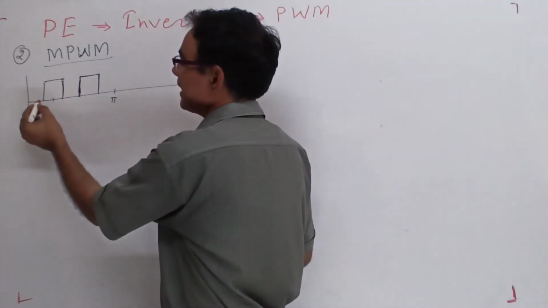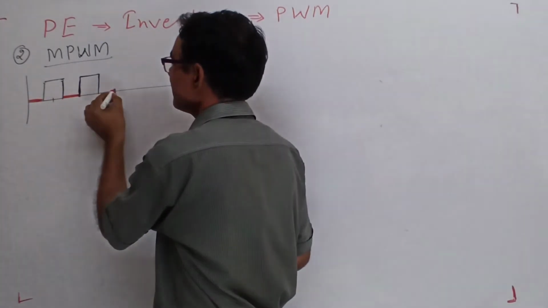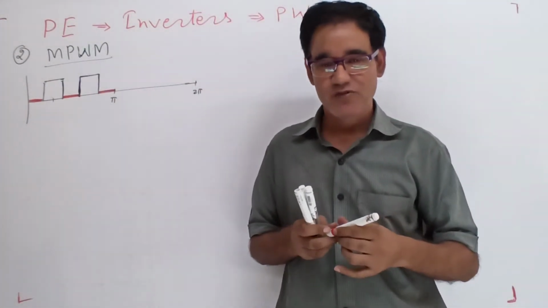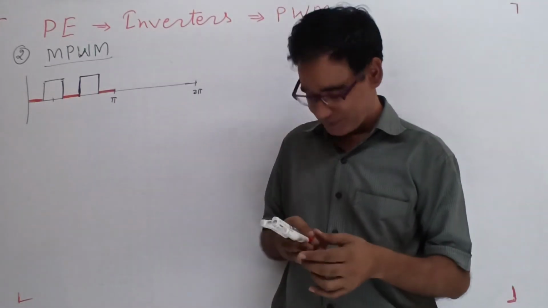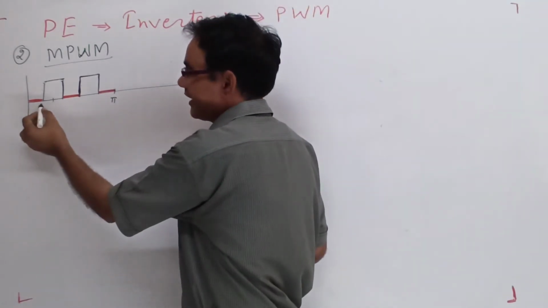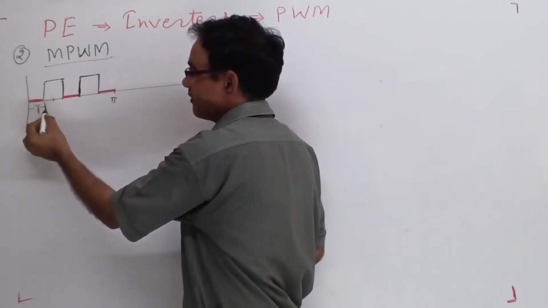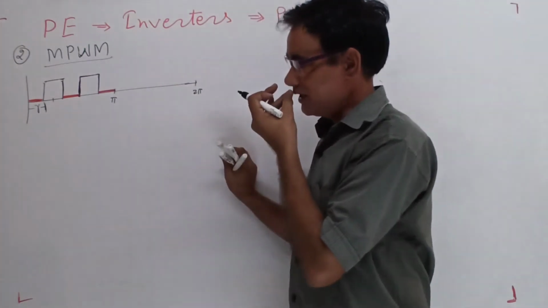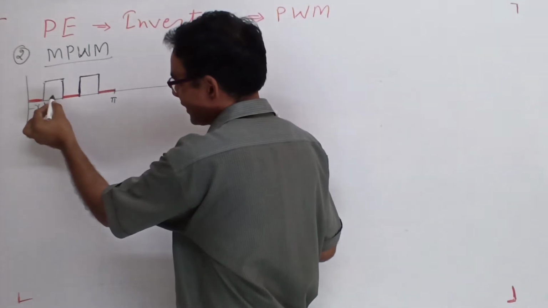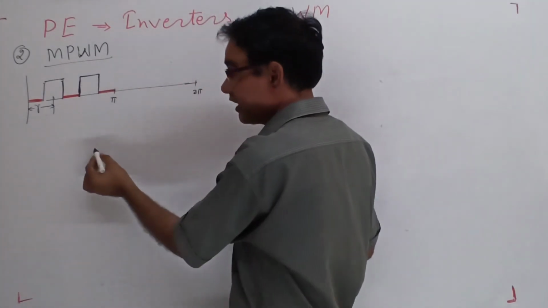How many gaps are there for the 2 pulses? This is a gap, this is a gap and this is a gap. So for 2 pulses there are 3 gaps. The angle we are taking is gamma, which we take from the center location. So we will find out the angle.